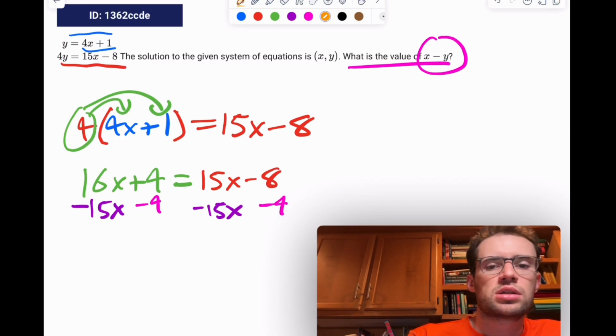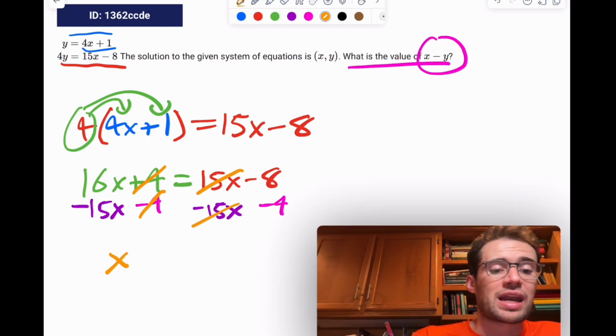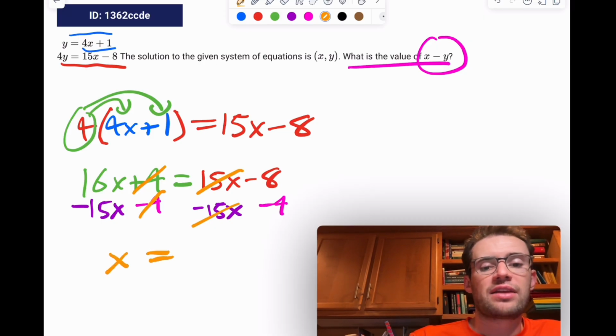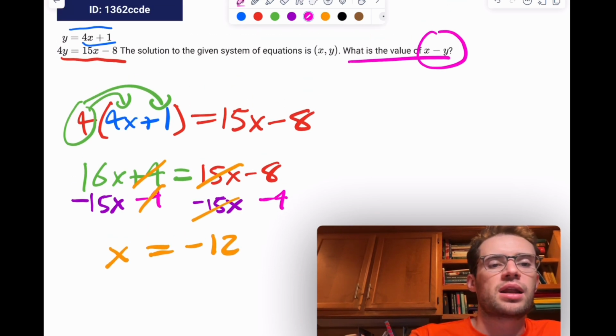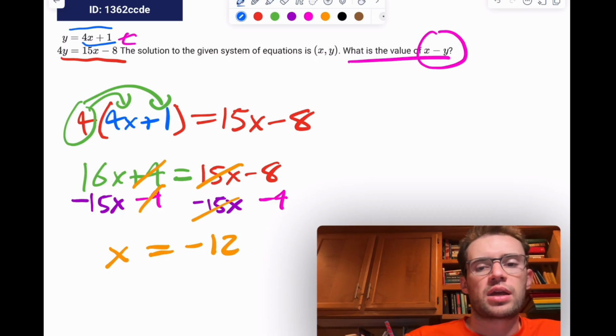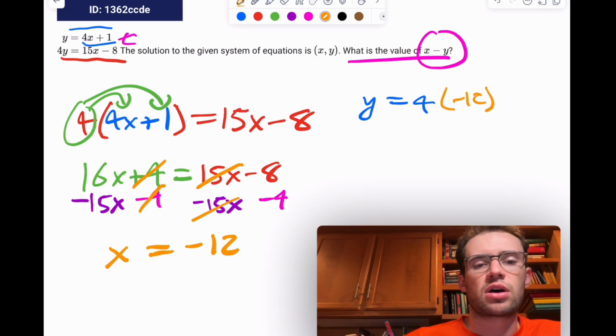So we get 15x minus 15x cancels, 4 minus 4 cancels. 16x minus 15x is 1x, so you can just write x. So x is equal to negative 8 minus 4, which is negative 12. All right, so x is negative 12. And then if you want to find y, just plug it in. I'm going to use this first equation. So we get y is equal to 4 times x, so it's 4 times negative 12, the value of x we just solved, plus 1.